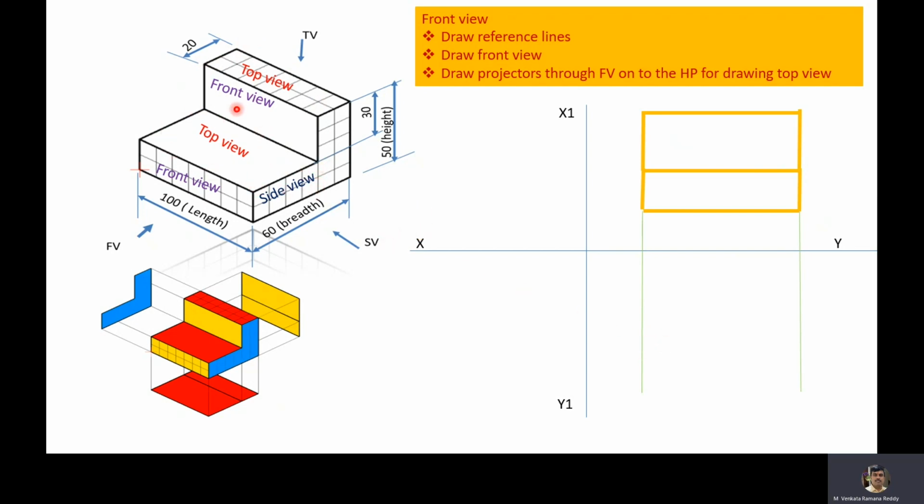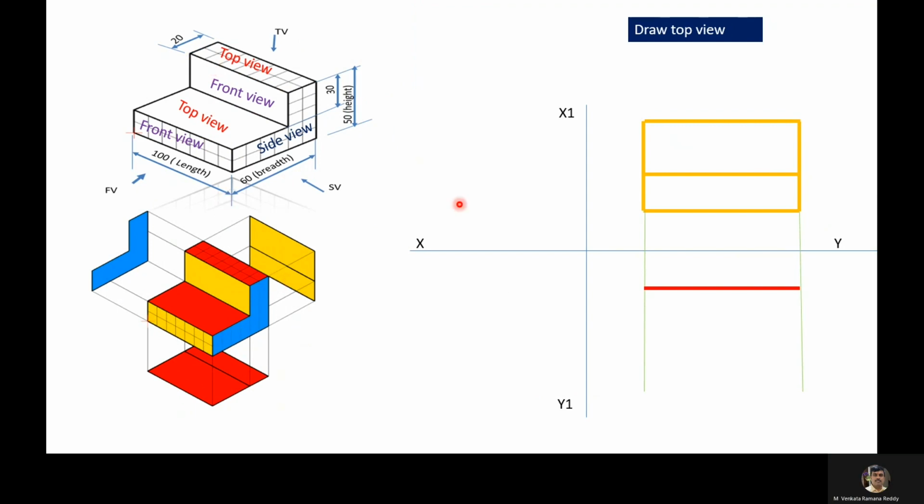So as a first step, what do we have to do? We have to draw the length line as well as the breadth line for this rectangle, and again the breadth line and length line for this rectangle. 100 mm, then 20 mm, again 20 mm, 100 mm, then this is 40, total is 60, 60 minus 20, 40. Then again 100. So drawing the top view for this pictorial view is over.